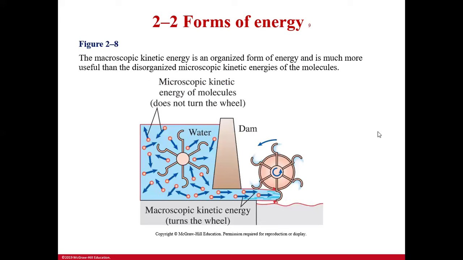The macroscopic kinetic energy is an organized form of energy and is much more useful than the disorganized microscopic kinetic energy of the molecules. So the microscopic kinetic energy of molecules does not turn the wheel. However, the macroscopic kinetic energy of the water in a dam will rotate the water wheel and generate power. The macroscopic kinetic energy is converted into power by the rotation of the turbine.